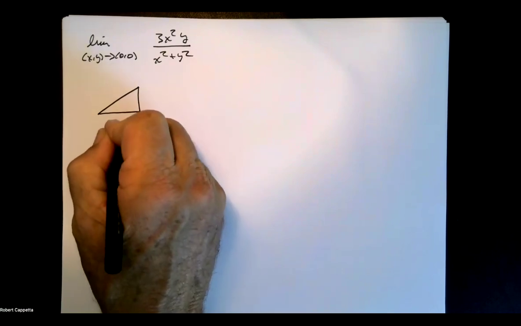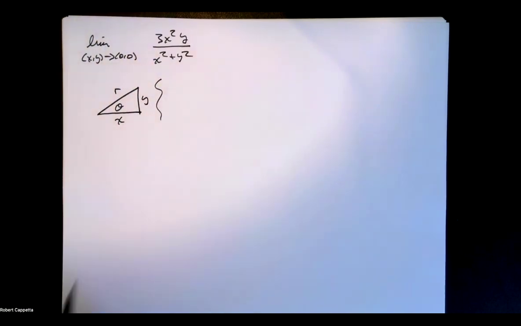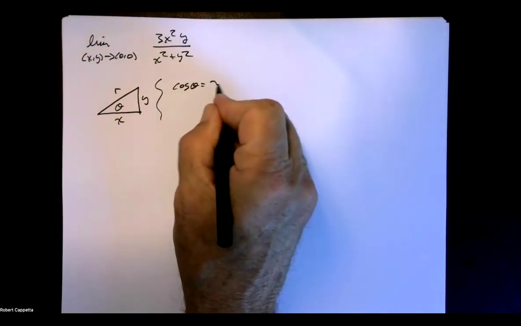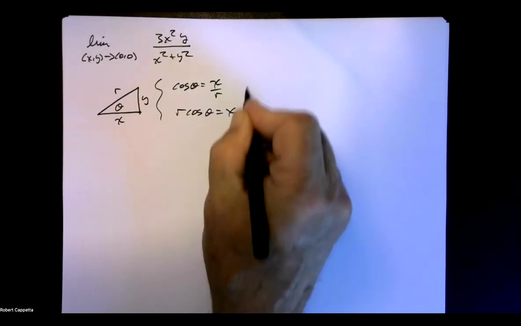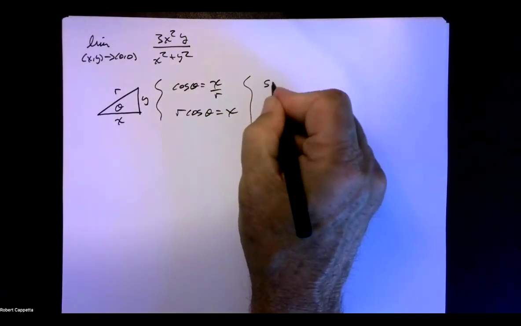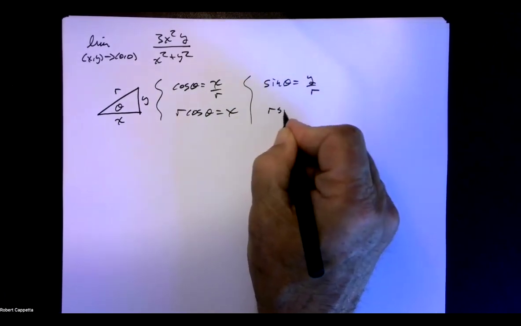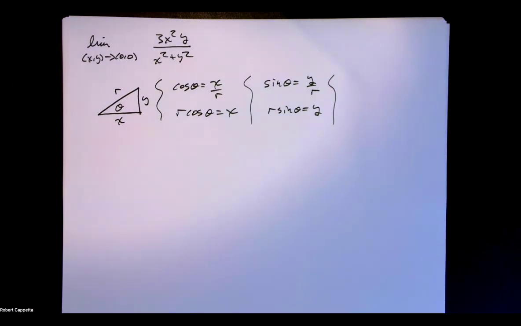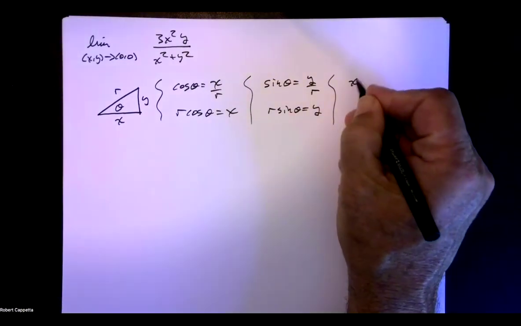In our polar coordinate system, this is x, this is y, this is r, and this is theta. So cosine of theta is x over r. So r cosine theta is x. Sine of theta is y over r. So r sine theta is y. And what about r? Well, we know x squared plus y squared is r squared.